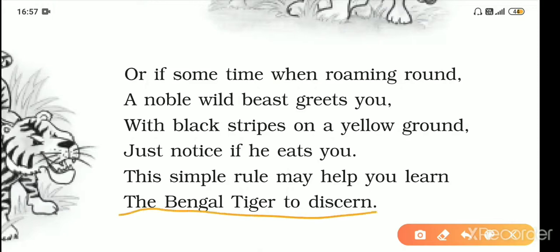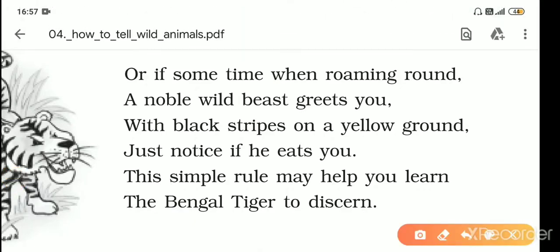Now, allusion. Allusion is a reference to a famous thing, or it may be a place or a species of animals. So, here in this stanza, we are learning about the Bengal tiger. So, therefore, this is what is allusion, Bengal tiger. Assonance. Now, assonance is again the use of vowel sound O. See the first line of the second stanza, "or if sometime when roaming round": O, roaming, O, round. So, therefore, this is what is assonance used here.